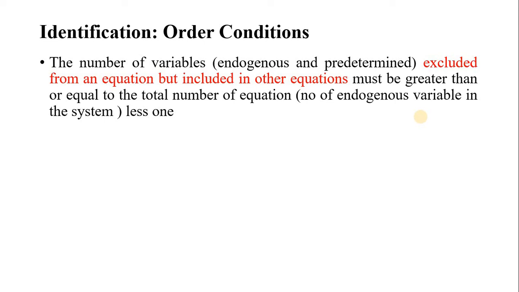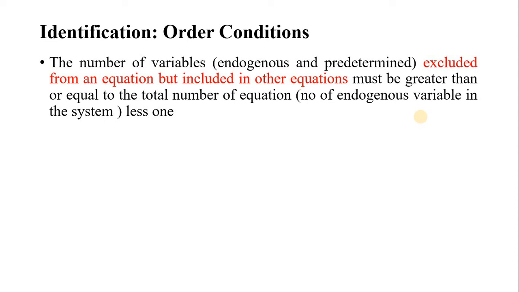The order condition says that the number of variables, both endogenous and predetermined, excluded from an equation but included in other equations must be greater than or equal to the total number of equations less 1. In a simultaneous equation model there is more than one equation. You take one equation, and count the variables excluded from this equation but included in the other equations.